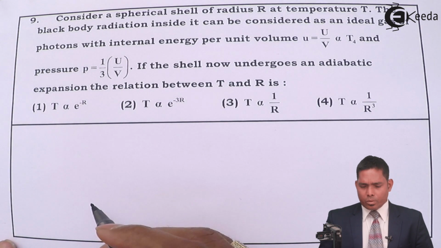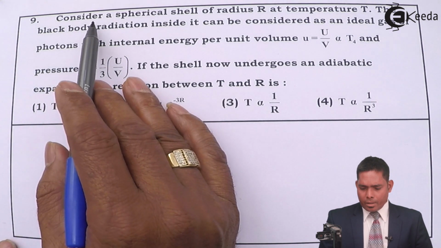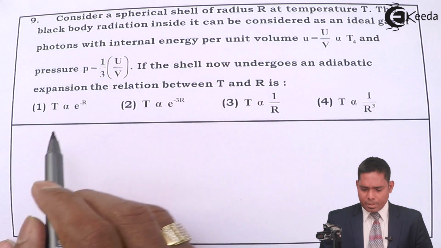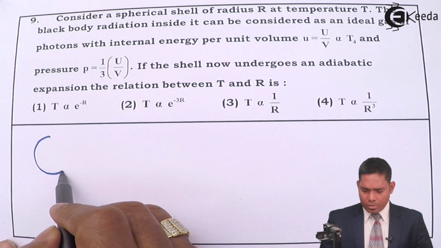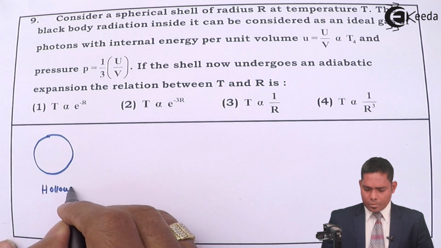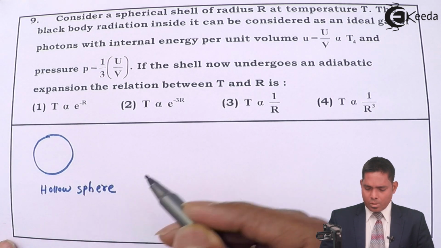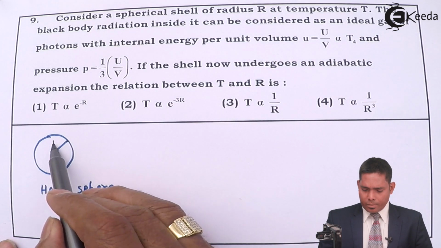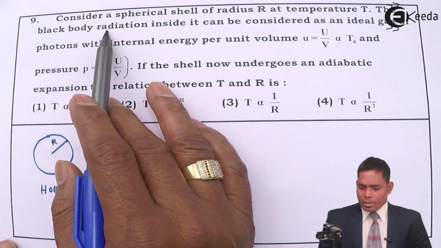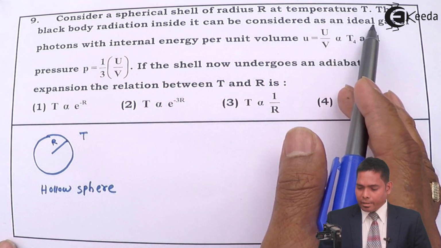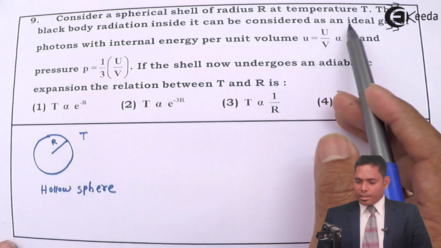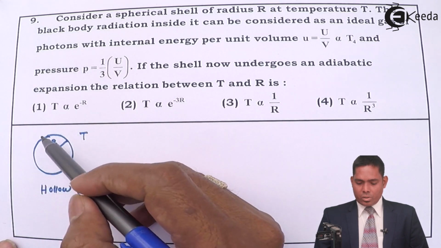Hello students, let us move to question number 9. Here the question is, consider a spherical cell of radius r. So there is a spherical cell. A spherical cell is a hollow sphere, of radius r and at temperature T. The blackbody radiation inside it can be considered as an ideal gas of photons.